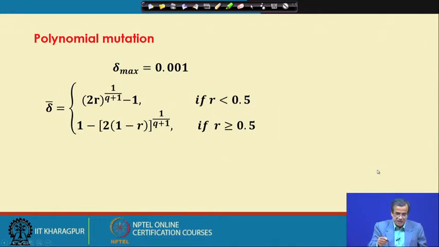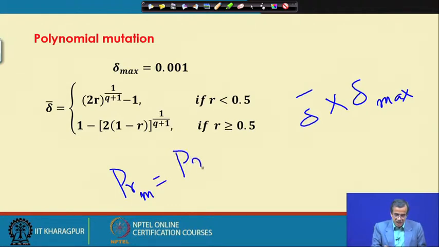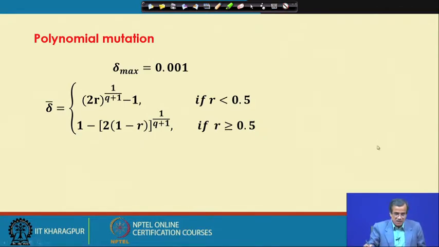So, here I can find out this delta bar, and delta max is given. So, if delta max is given, the mutated P r will be nothing but P r original plus delta bar multiplied by delta max. Using this formula, I can find out what should be the mutated solution.